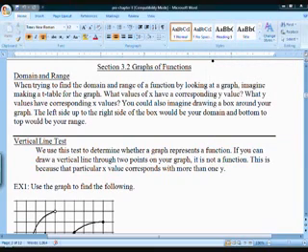Here we go. Section 3.2, graphs of functions. A lot of this will be repeat stuff that we talked about the past few lessons. First off, domain and range.